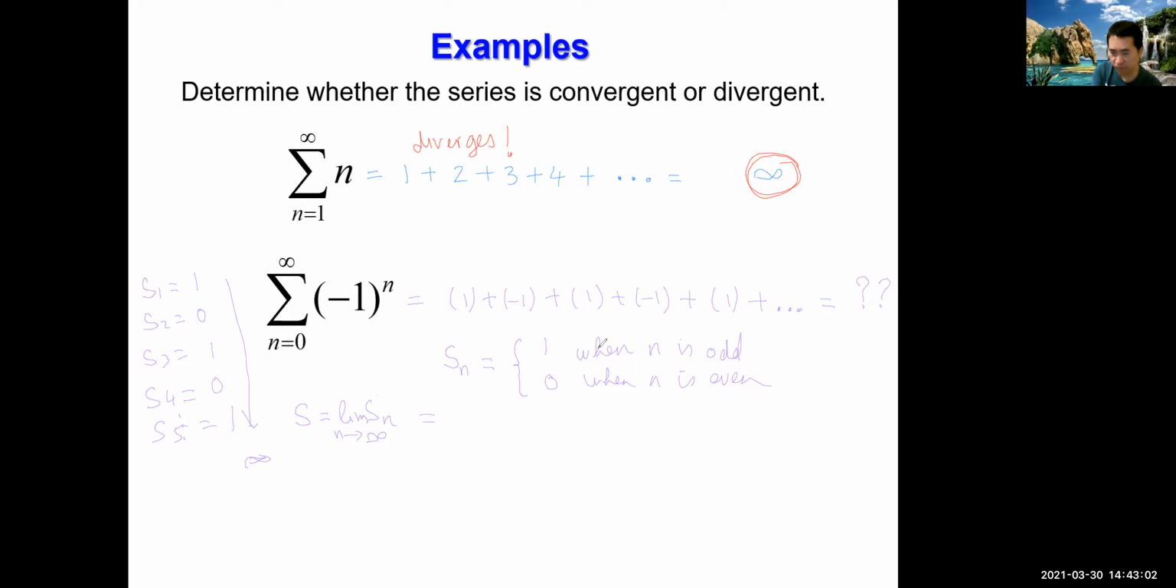Now keep in mind that if the limit is not equal to 0, then the series diverges. If the limit is 0, you cannot determine whether it converges or diverges using this test. Okay. Let's look at the next example. I'll skip this one.